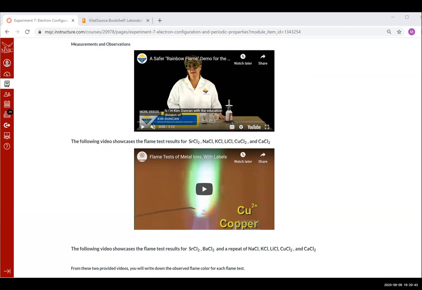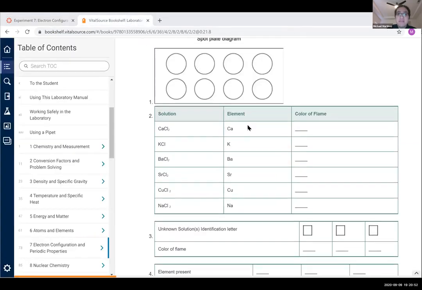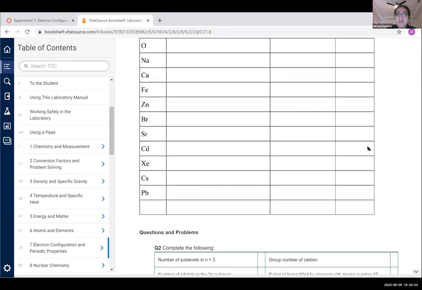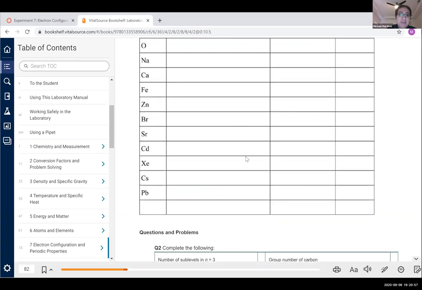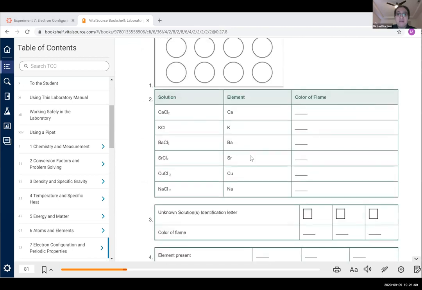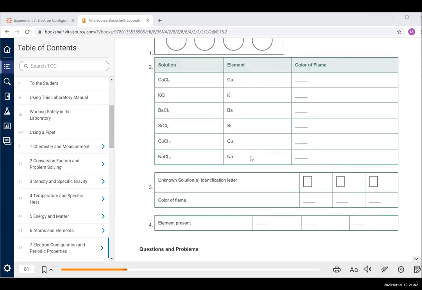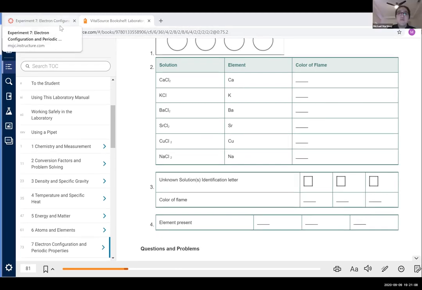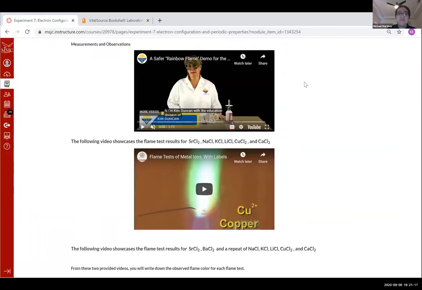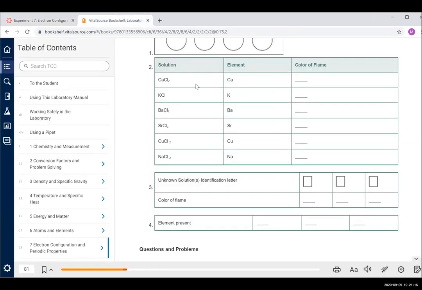Show me the exact table. I cannot find the table you showed me. It's table A2, on page 82 of your lab manual. Were you able to find that page? May you see the table one more time? Yes. Okay, mine is a different page. Okay, I found it. Perfect.